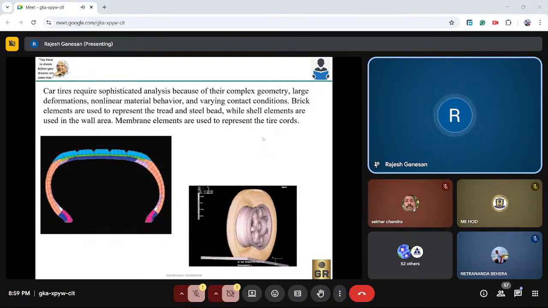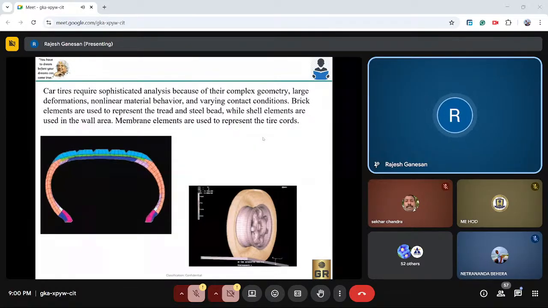This is the car tire analysis report. How the car tire is manufactured, what maximum pressure it handles, and the temperature, thermal analysis, everything. Because there will be friction between the road and the tire, based on the friction the temperature will rise, and what is the maximum temperature, and what is the wear and tear. Every detail we can check by using the analysis software.